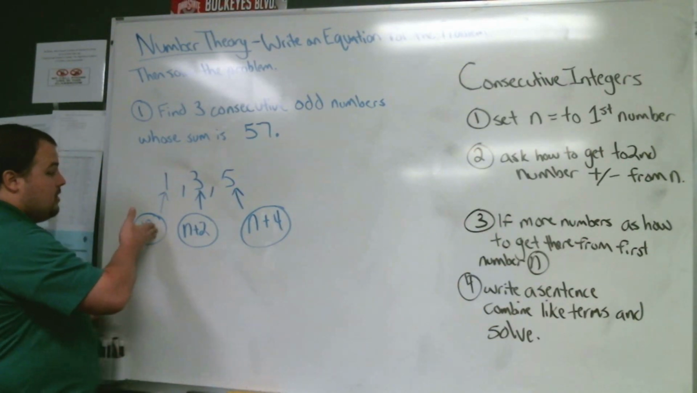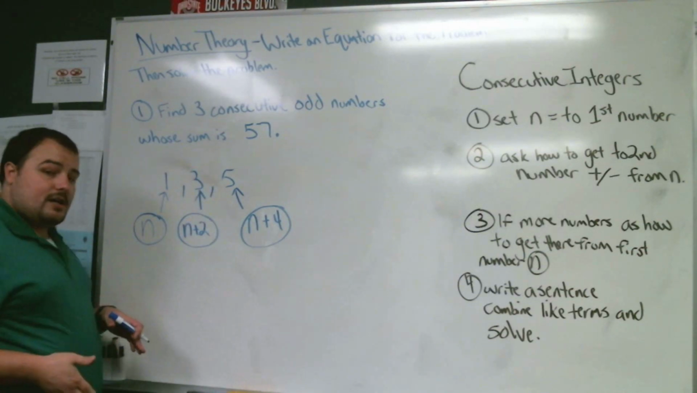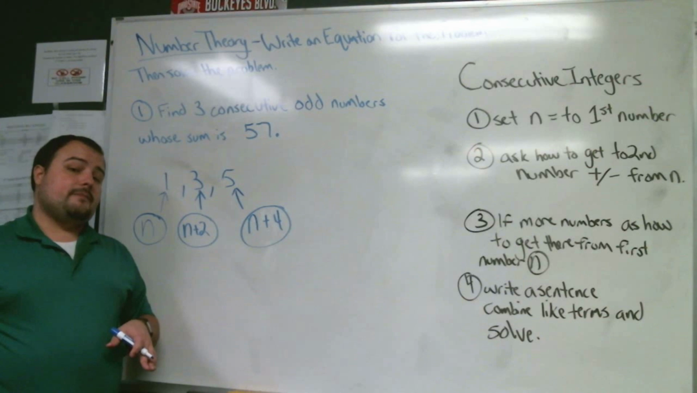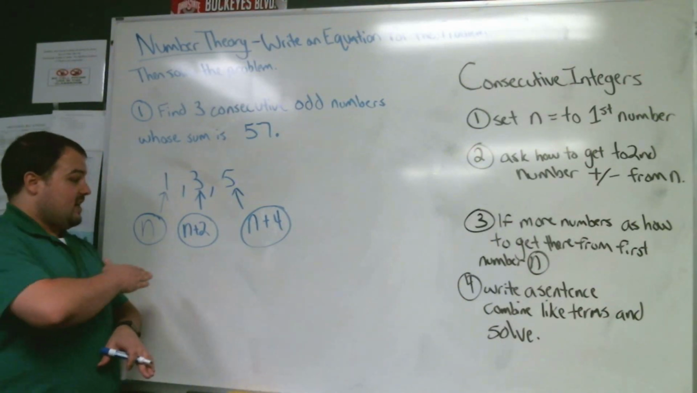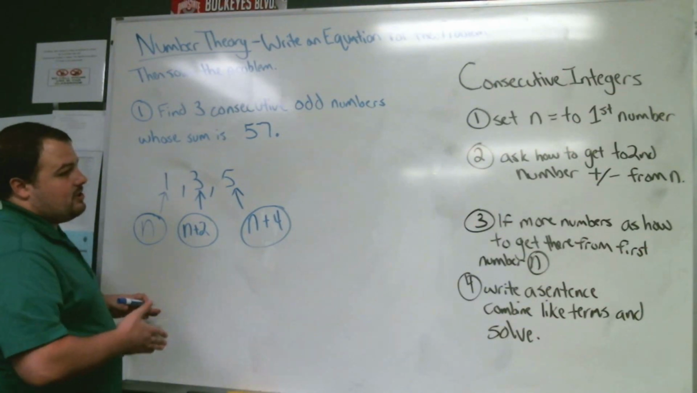So right now, I know that if I had 3 consecutive odd numbers, like 1, 3, and 5, it doesn't matter what consecutive odd numbers they are. You could go with bigger numbers. I like to use small numbers and write down what they represent. Once I know what they represent, we're going to actually solve it.